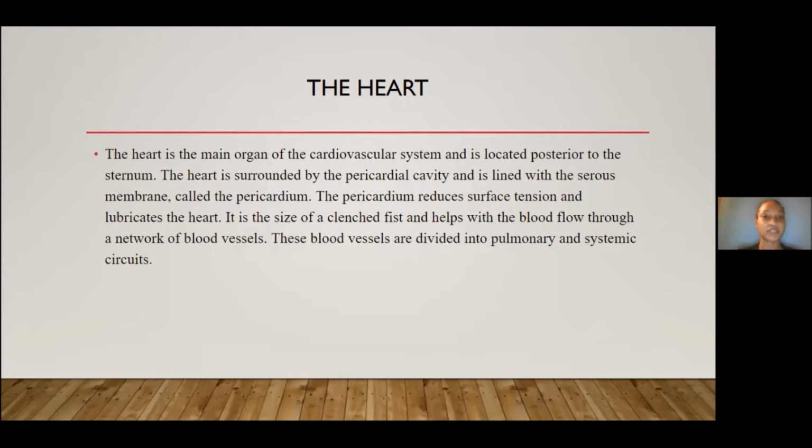The blood vessels are subdivided into the pulmonary circuit, which carries blood to and from the gas exchange surfaces of the lungs, and the systemic circuit, which transports blood to and from the rest of the body.